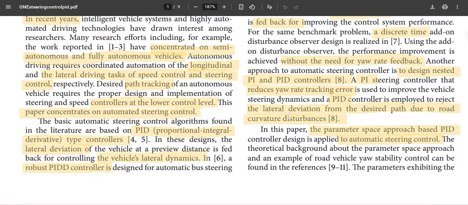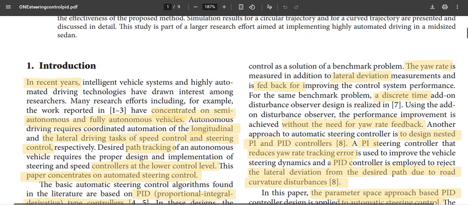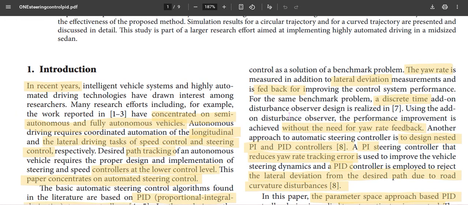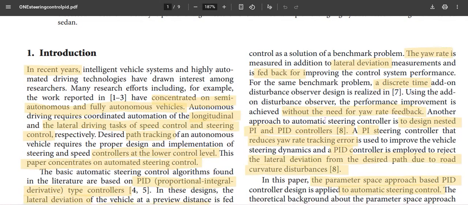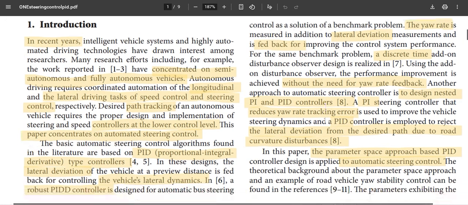One among the methods is to use a PID based controller for the steering and controlling the vehicle's lateral dynamics. The definition of the steering control is to minimize the yaw error and also to minimize the lateral deviation of the vehicle from the principal lane. There have been many attempts to develop nested PID controllers. One is to minimize the yaw error, and another one is to minimize the lateral deviations.